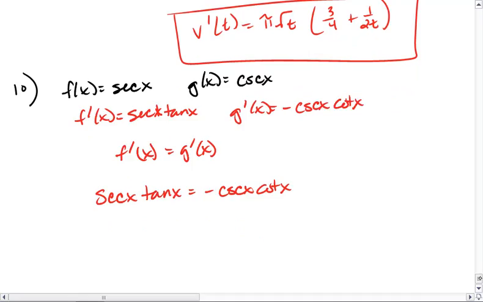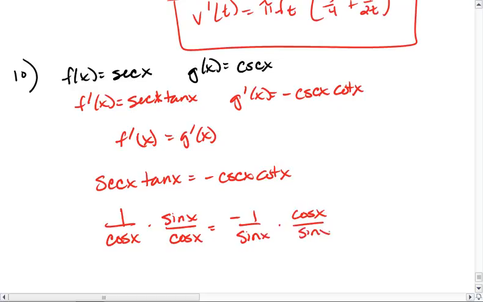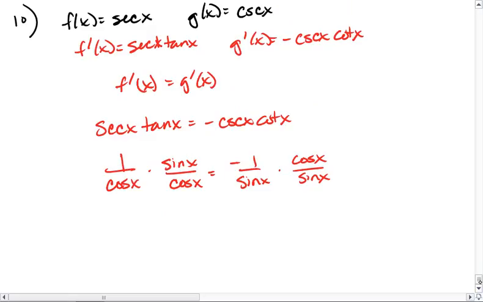This will be easier to see if we change everything into terms of sine and cosine. So secant x is actually 1 over cosine x. Tan is sine over cosine. Cosecant is 1 over sine. And cotangent is cosine over sine. Alright, we can multiply both sides by sine squared x to give us sine cubed x on the left and eliminate the sine x's in the denominators on the right.